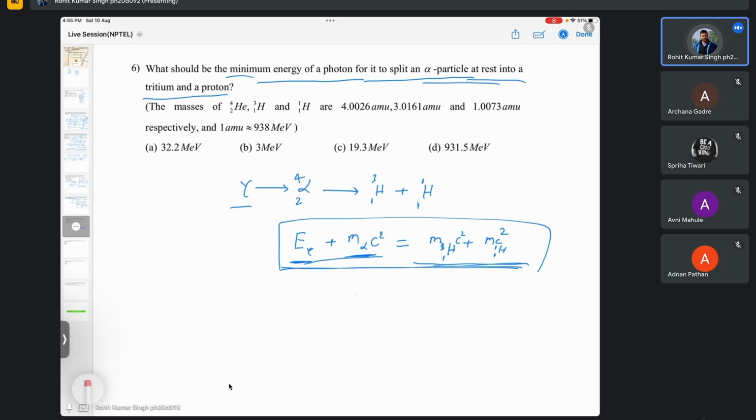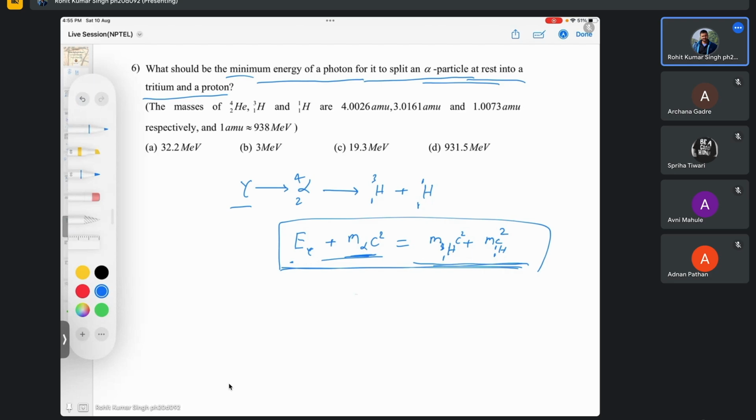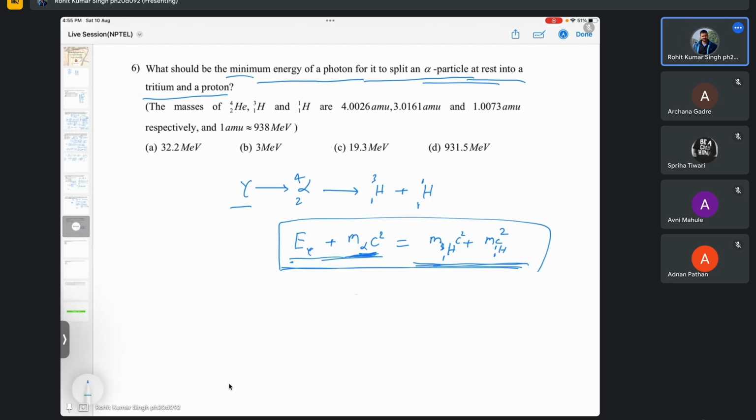But this should work, right? Energy from the photon and the mass of the alpha particle combine and create these two. It's just energy conservation, nothing else, or in terms of mass-energy conservation, whatever you want to say. It's basically energy conservation. It's fine. Yes, sir, makes sense, sir.